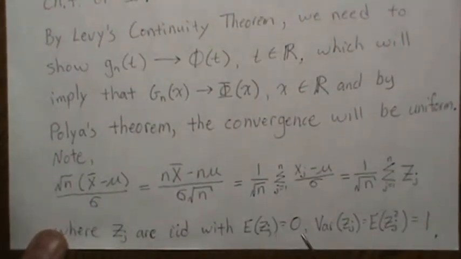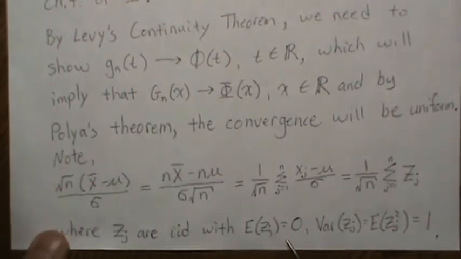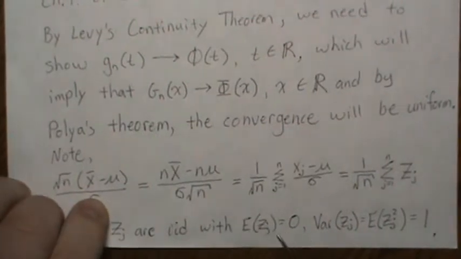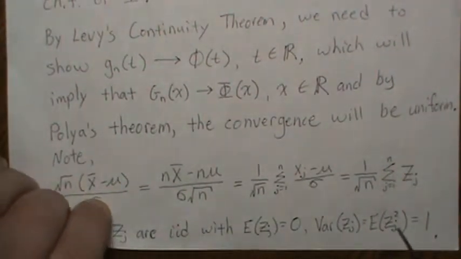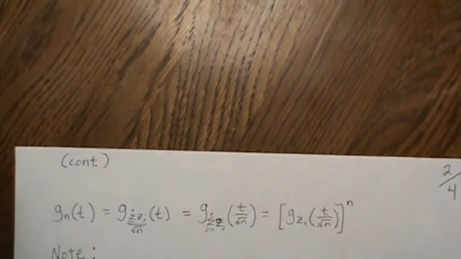And so this is going to play a part, because when we look at the moment generating function of Z, take the first derivative, set t equal to 0, you get the mean, which is 0, and take the second derivative, set it to 0, it's the second moment, which is 1. So we're going to be using that in this next page.